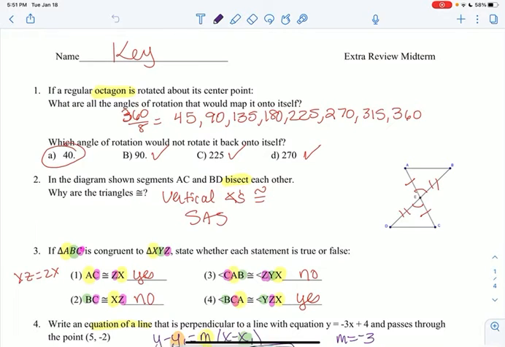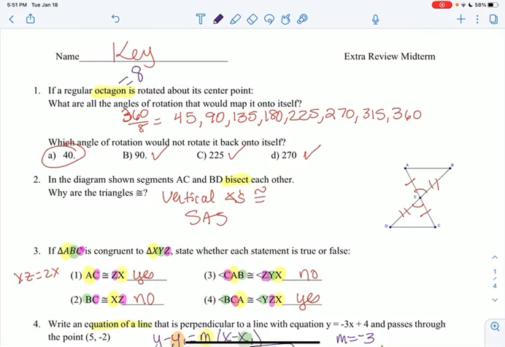So number one, if I have a regular octagon that I'm rotating, an octagon has 8 sides. Right, so all I'm going to do is take 360 and divide it by 8. Now that's 45. That's the minimum number of degrees to rotate it to map it back onto itself. And any multiple of 45 is also an answer.